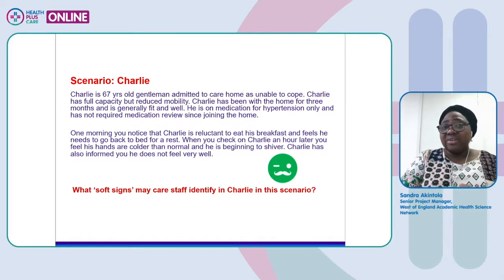Now, those are the soft signs that will be the early indicators that something's not quite right with Charlie, that Charlie's gone off baseline, that Charlie is not his normal self. And this will cause you to be worried and want to escalate the concern.